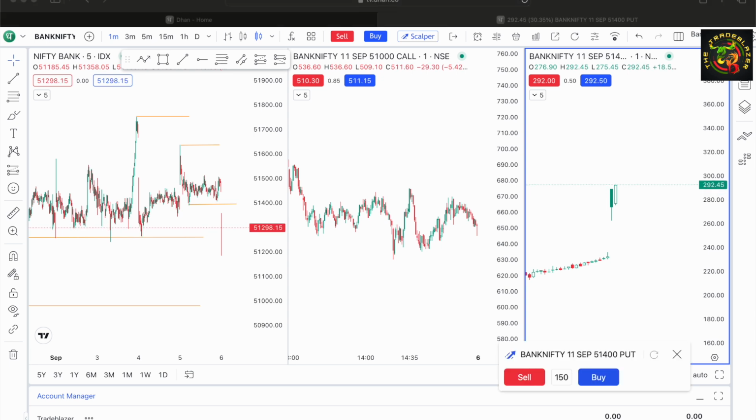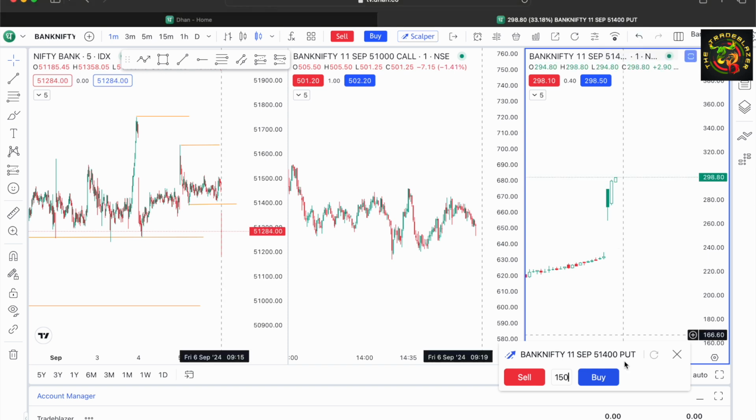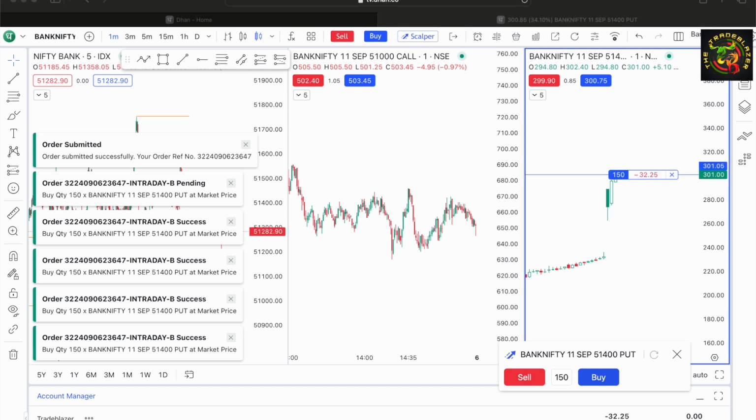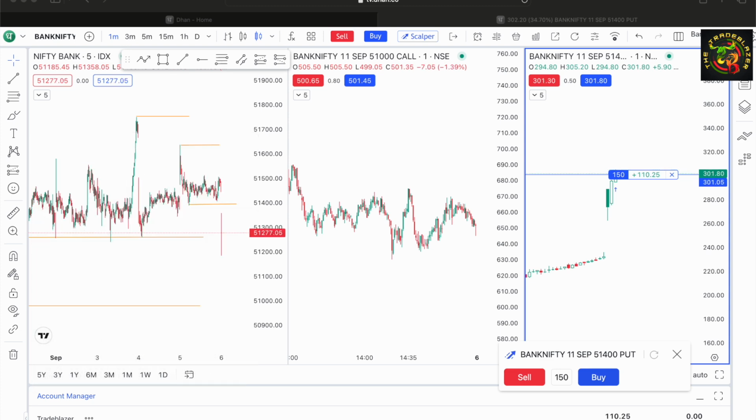So I'll try to buy here my first 150 initial quantity of the 51,400 put, as the market is going to go down from here. Meanwhile, it may try to retrace back and mitigate the higher time frame order block as well. If it does that, I will try to average the quantity there, add more quantity there. We'll see.